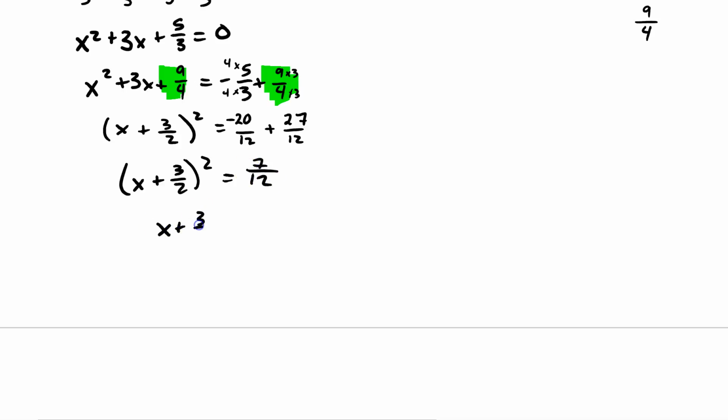X plus 3 over 2 equals plus or minus root 7 over 12. X equals negative 3 over 2 plus or minus the square root of 7 over 12.